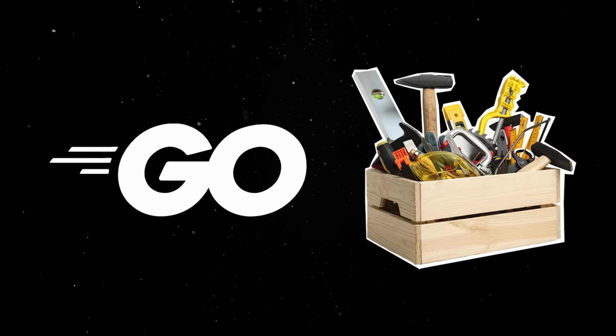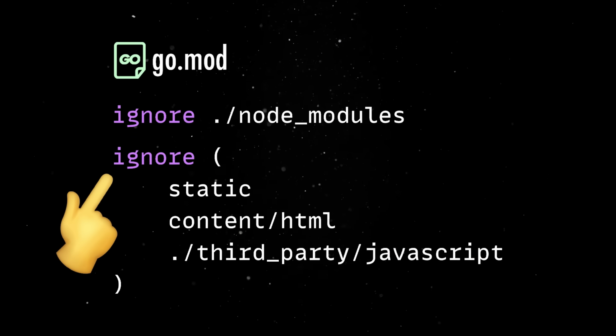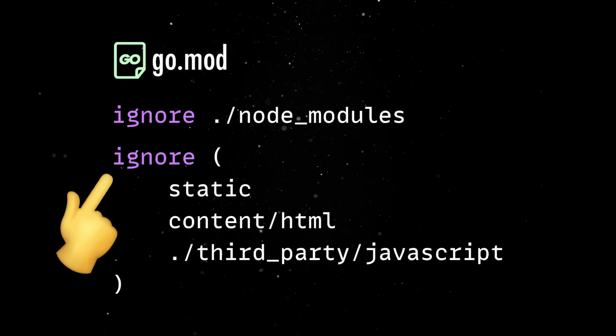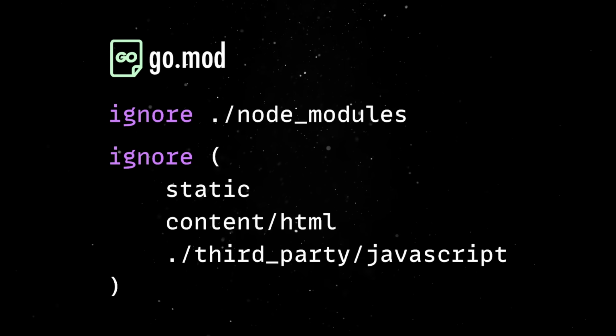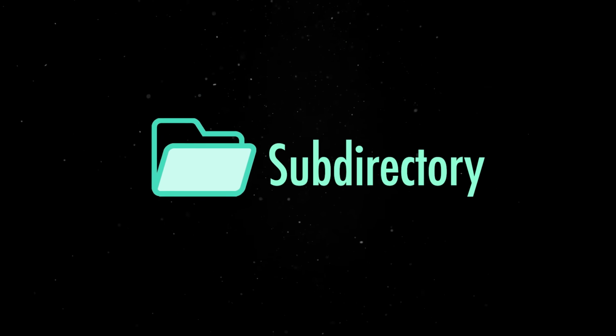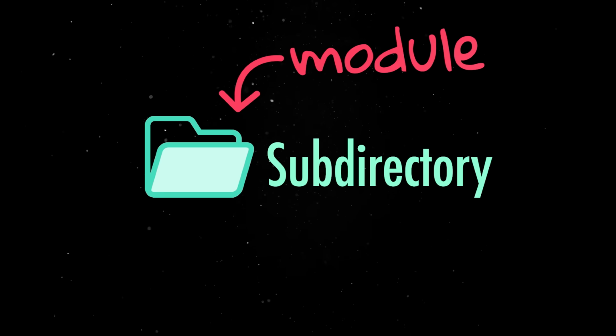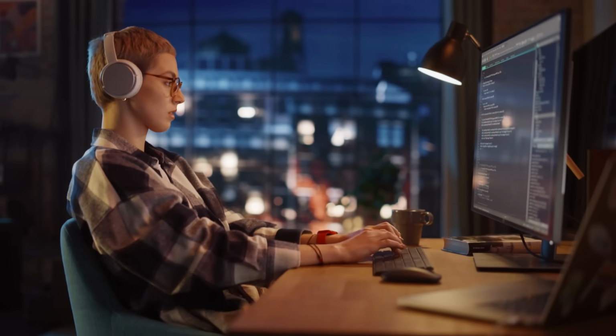The toolchain also got some quality of life updates. The Go command supports a new ignore directive in go.mod, which lets you exclude directories from package matching. That's handy in big codebases, where not every directory is a Go package you care about. You can also use a subdirectory as the root of a module now, which makes life easier for teams working with monorepos or multi-project repositories.